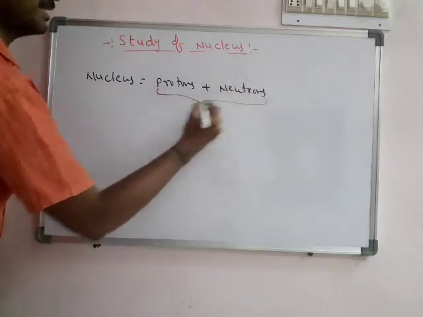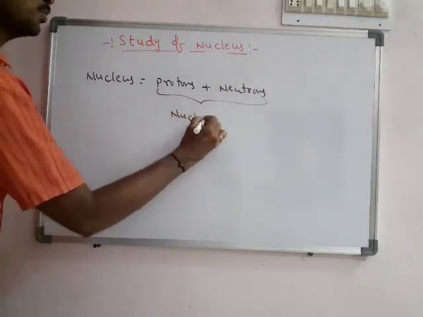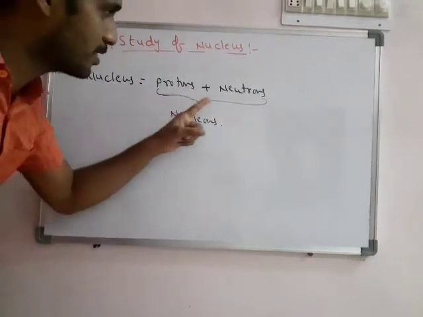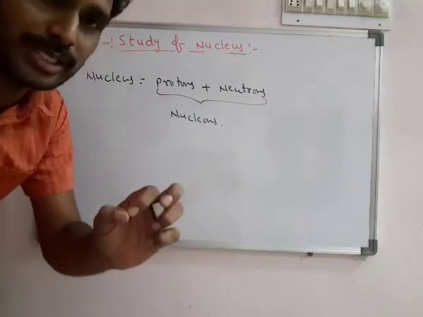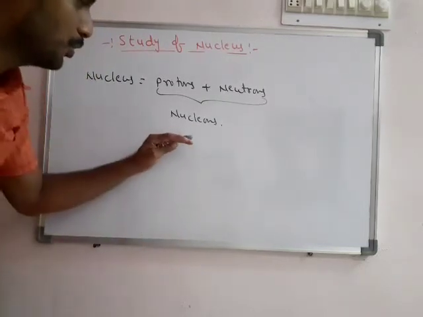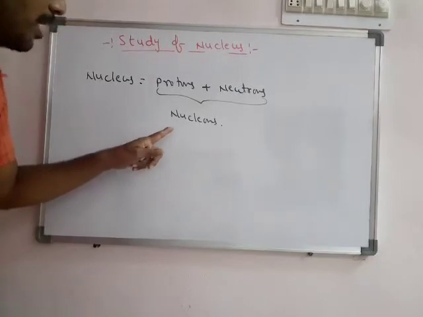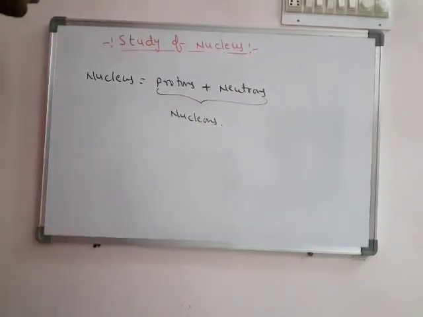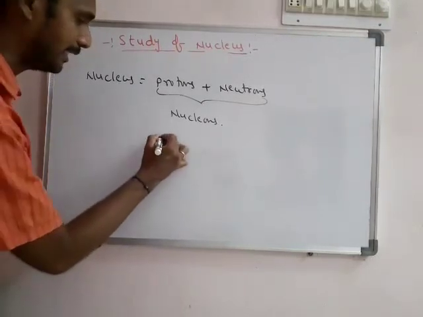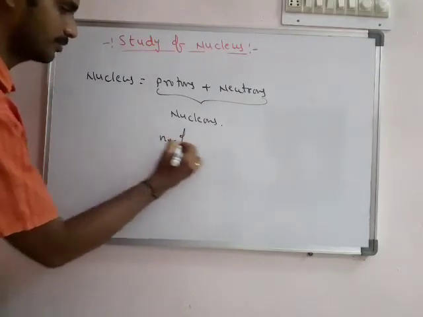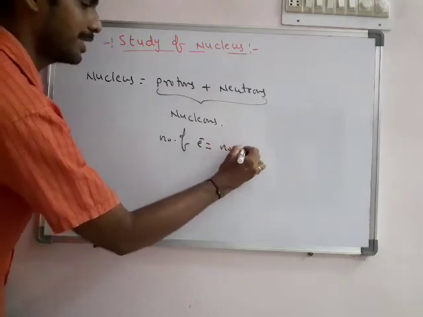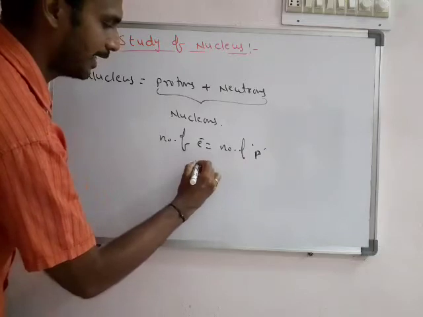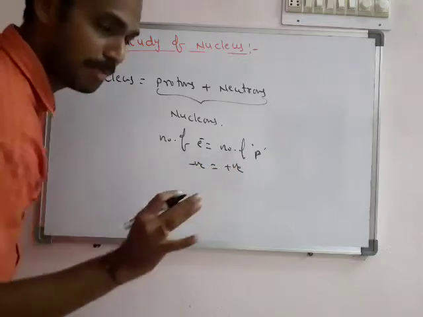Combinedly, these two are known as nucleons. Nucleons means protons plus neutrons, which are present in the nucleus of an atom; nucleons is the general, combined word for protons and neutrons. And one more important point: in an atom, the number of electrons is exactly equal to the number of protons, and the negative charge is exactly equal to the positive charge.